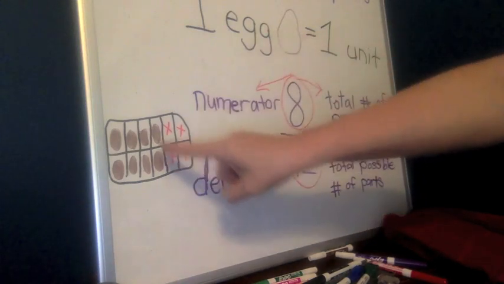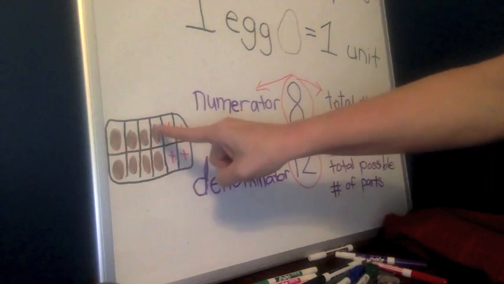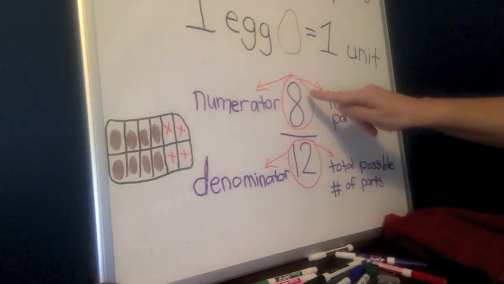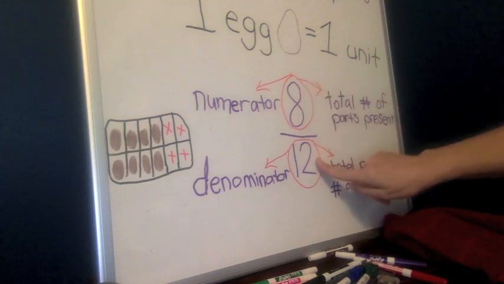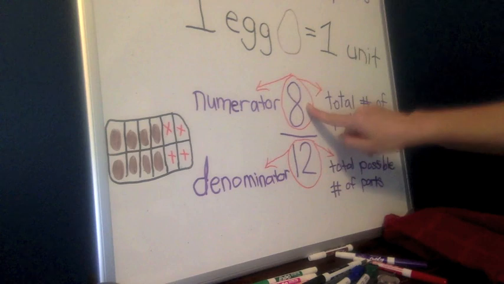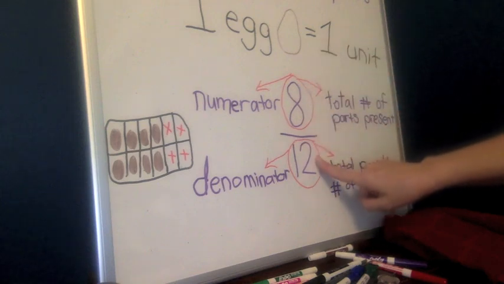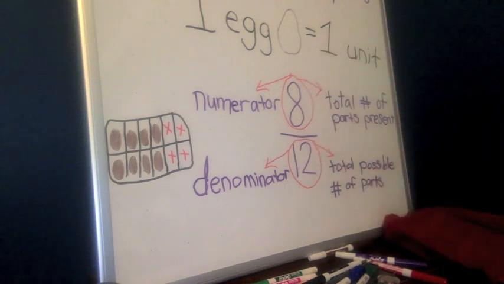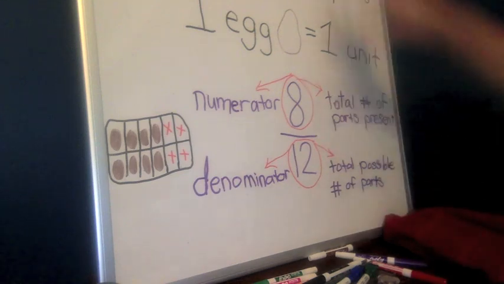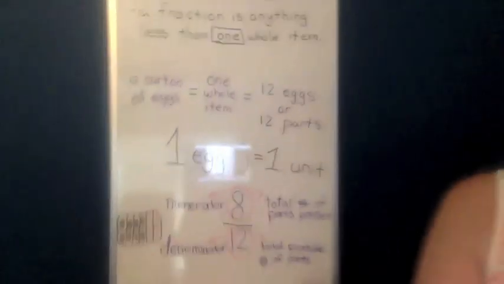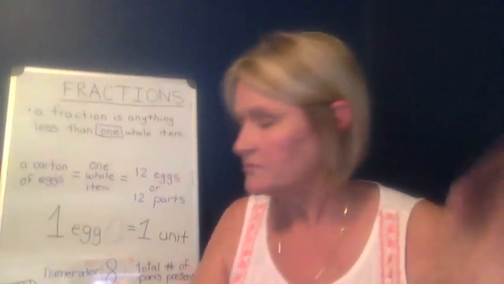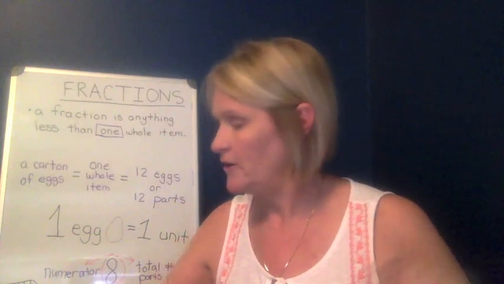In this egg carton, there are only 8 eggs present, so it is 8 eggs over 12 possible eggs. 8 total eggs present over 12 total possible eggs. Does that make sense? All right. So if you know all of these terms and you understand this much, the rest of fractions is going to be easy peasy.